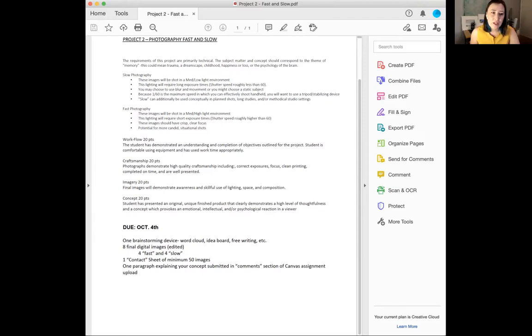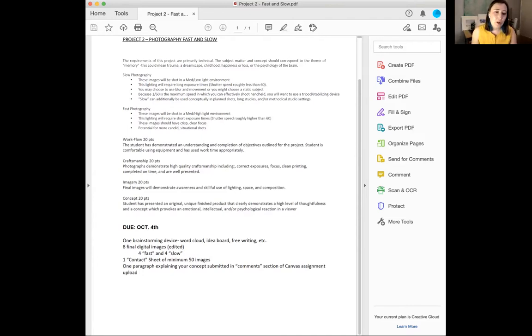And concept. So the student has presented an original and unique finished product that demonstrates a level of thoughtfulness and concept provoking an emotional, intellectual, or psychological reaction. So again, think about this idea of memory, think about the technical considerations, and figure out for yourself what that means. How could you tie those together? How could those create some sort of story for your viewer? How could that be impactful? How is that something worth our time and energy to look at, to think about, to spend time with, and to maybe relate to?